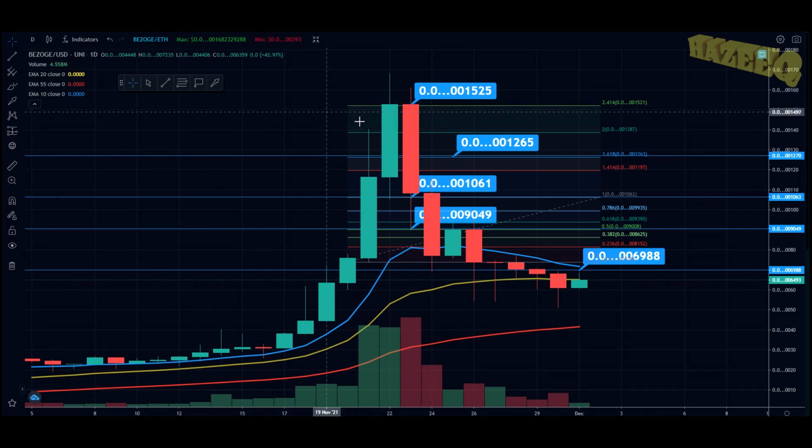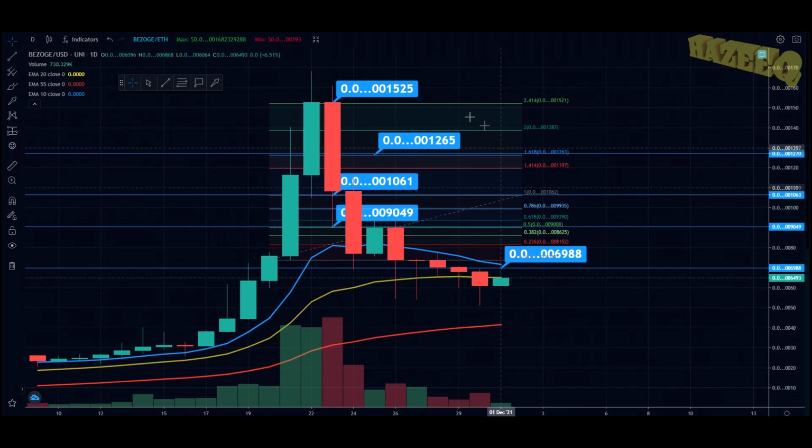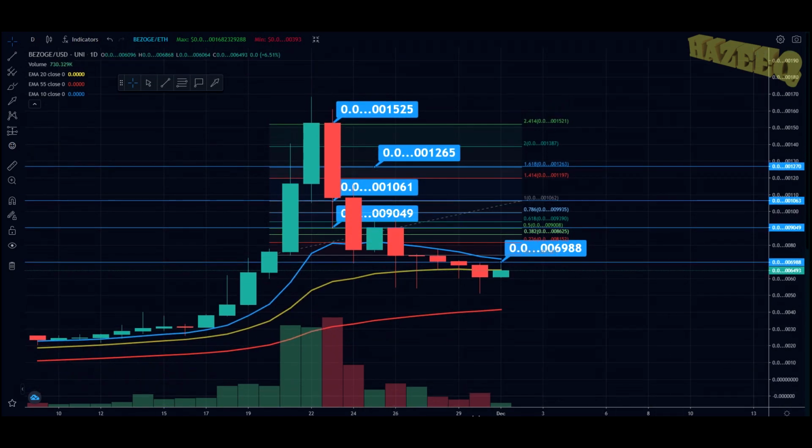Now, let's see where the pullback took us. I gave you some support levels. And when I give you support levels, I always tell you to not buy all in at one support level, because after you buy in, the price can dump even further. So then you still have some money to buy into the dip. And if it dips further, you can buy into the dip as well. Dollar cost averaging is one of the best investing strategies in my opinion.